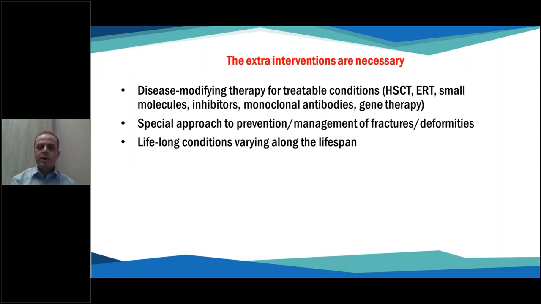And disease-modifying therapy for treatable conditions like hematopoietic stem cell transplantation, enzyme replacement therapy, small molecule inhibitors, monoclonal antibodies, and finally gene therapy are quite available now for many of the genetic conditions, and special approach to prevention and management of fractures and deformities also depends strongly on the genetic origin of the condition and lifelong conditions varying along the lifespan.